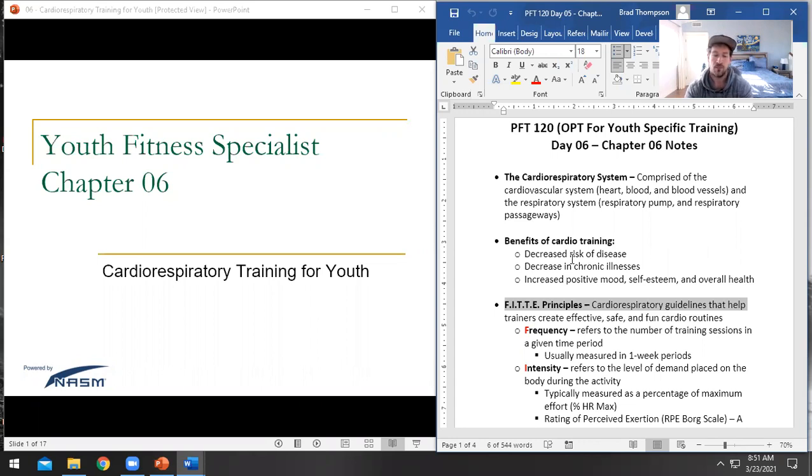So we're definitely going to use our information from the OPT model here. We're going to use it to build these specific routines. The benefits of the OPT model are that it's very progressive, right? You start at the bottom and you work your way up to the top. We want to have the same approach when it comes to our cardiovascular training.